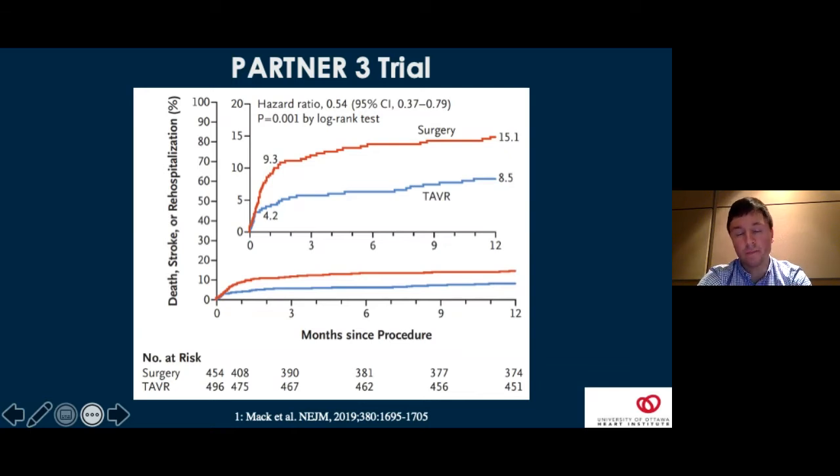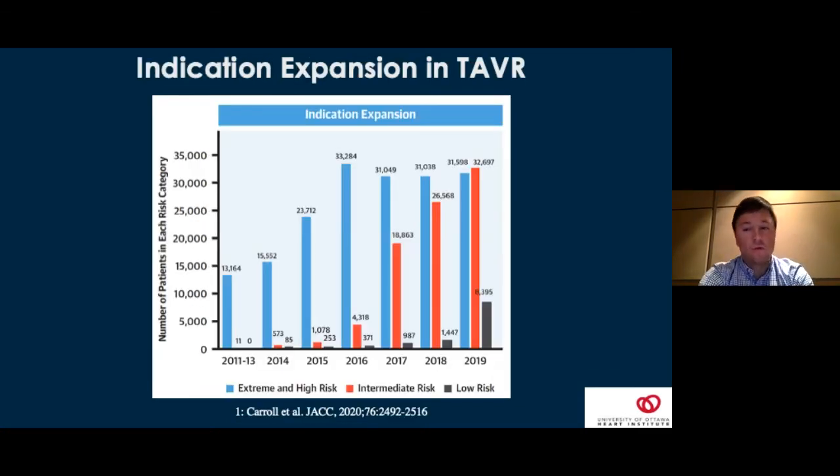When you look at the PARTNER 3 and the Evolut Low Risk, these are patients with a predicted mortality of less than 4% according to the STS score. The Evolut Low Risk trial has shown that at least TAVR with a self-expanding valve is non-inferior to surgery. As we move forward, the absolute number of low-risk patients undergoing TAVR is increasing significantly. In 2019, more than 8,000 low-risk patients received TAVR in the United States, and the mortality in that group is 2.5% at 30 days, with 95% of those TAVRs being performed transfemoral.